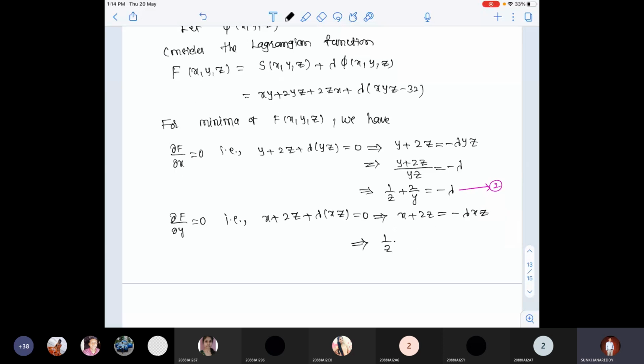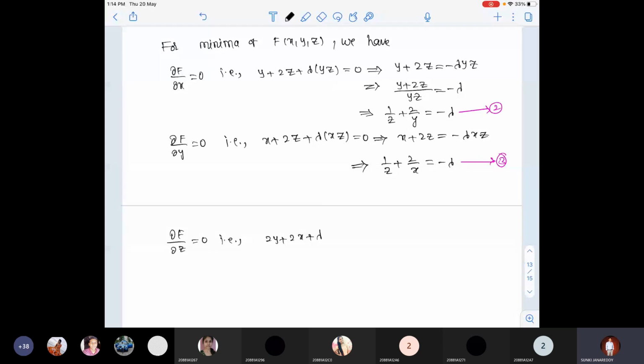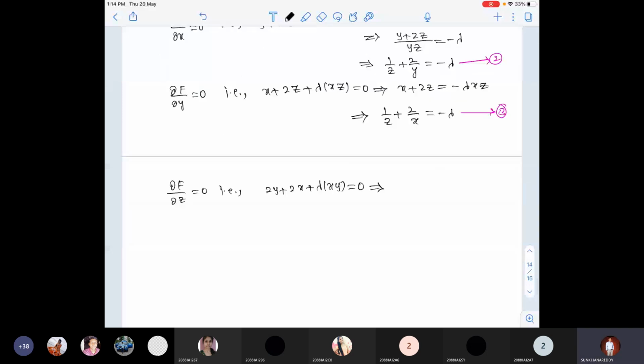Now after that, dou f by dou z. What is dou f by dou z? Dou f by dou z is equal to 0. What is the value here? Tell me, Nana. Dou f by dou z is 2x plus 2y plus lambda xy. Very good. Lambda into xy, that one is equal to 0. That implies from this we can write 2x plus 2y is equal to minus lambda xy.